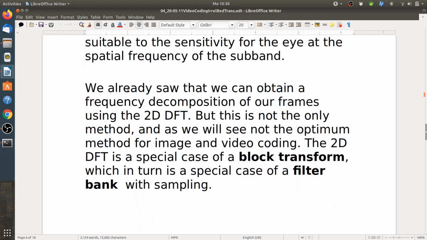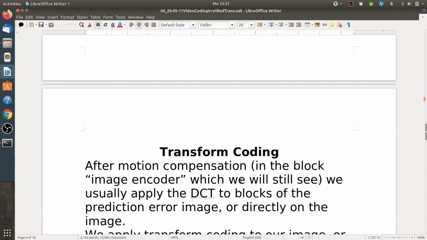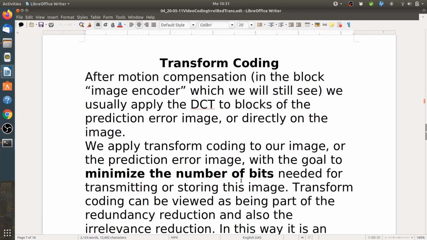We already saw that we can obtain a frequency decomposition of our frames using the 2D DFT. But this is not the only method, and as we will see, not the optimal method for image and video coding. The 2D DFT is a special case of a block transform, which in turn is a special case of a filter bank with sampling. So this leads us to transform coding, where we can now apply the contrast sensitivity function.